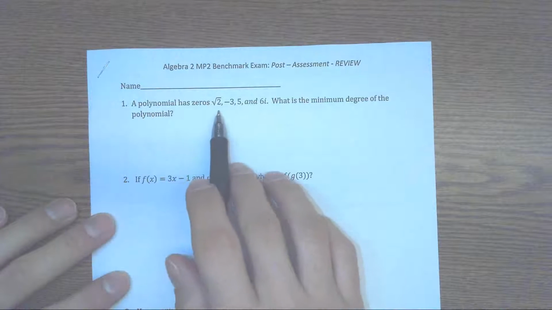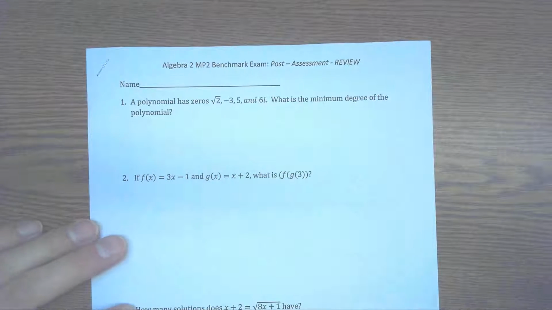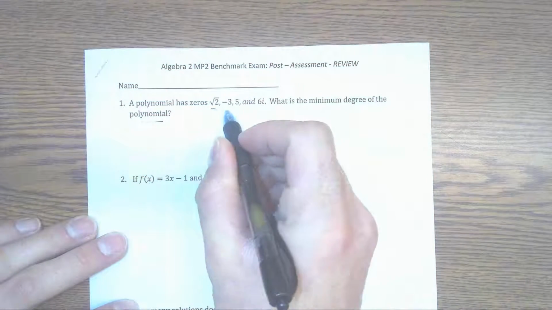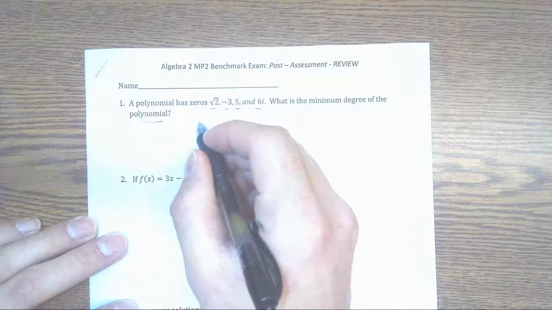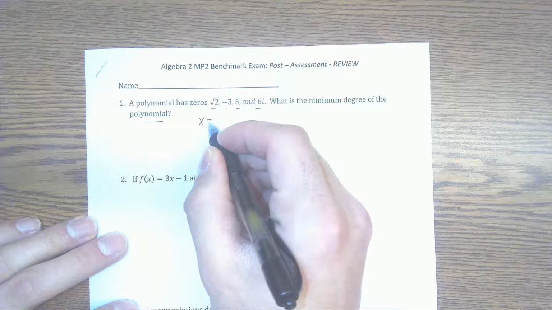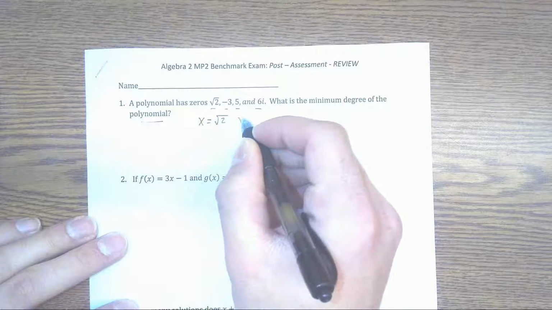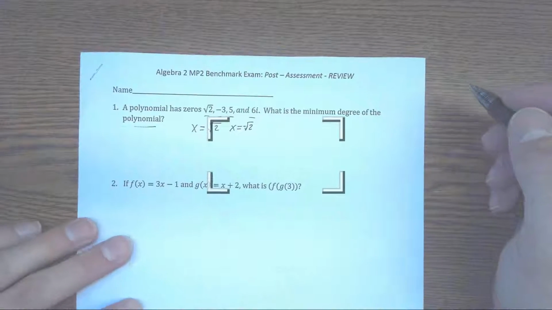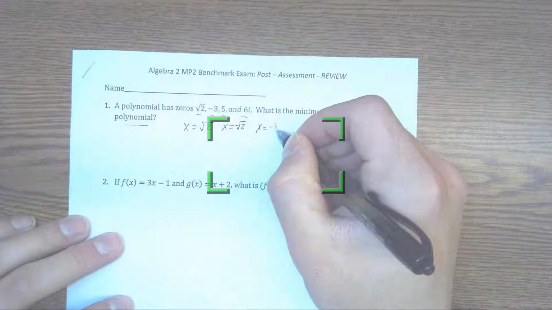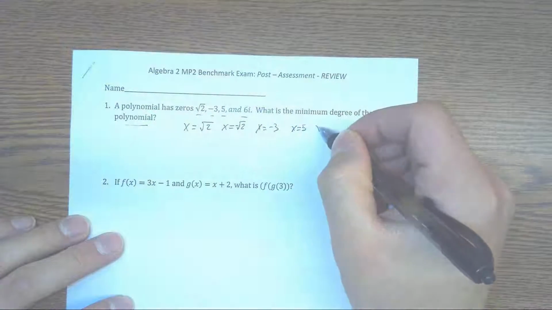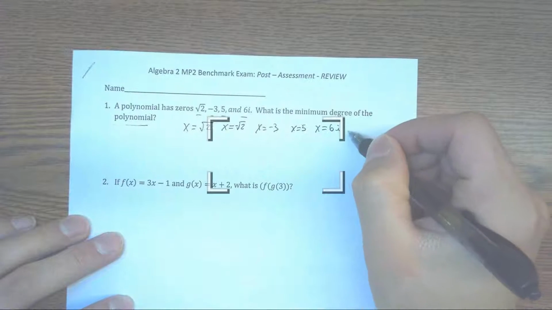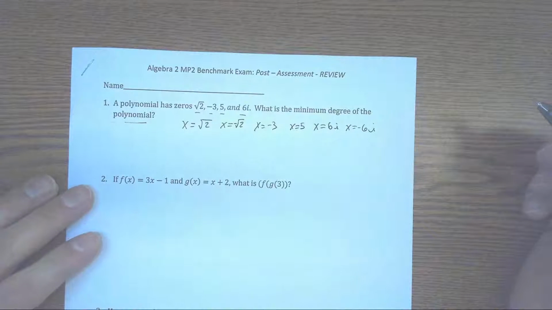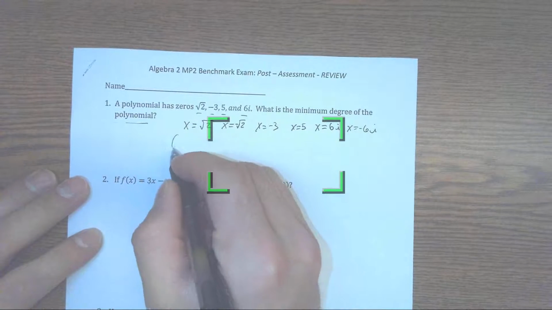So the polynomial has these zeros, and we want the minimum degree. So all we have to find is the degree. We don't have to find the actual polynomial. When we rewrite these, a couple things we have to remember. With radicals, we're also going to get the negative, the conjugate. Then we write x equals -3, x equals 5, x equals 6i, and then the conjugate of this, x equals -6i. So from here, we then write all of these as factors.